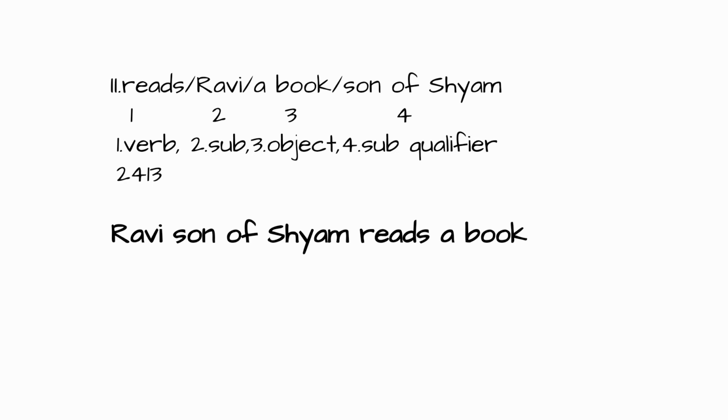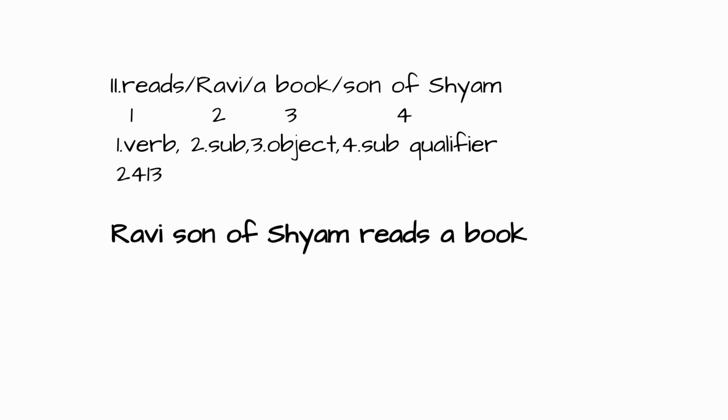Son of Shyam. Who is the son of Shyam? Ravi is the son of Shyam. So this fourth part, son of Shyam, is qualifying whom? Ravi. So what is Ravi? Ravi is the subject. That's why this fourth part is called the subject qualifier. What is it? Say once again. It is a subject qualifier.